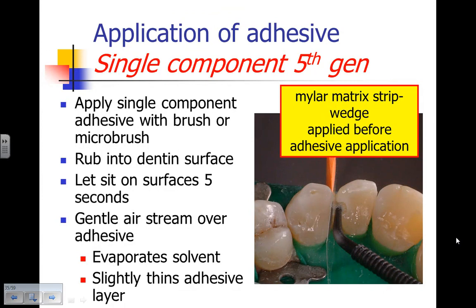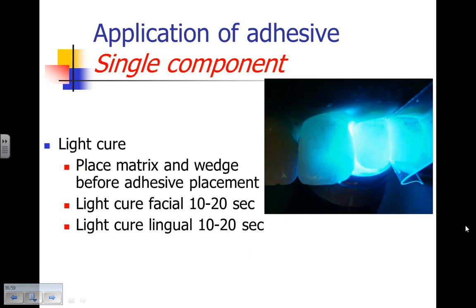For this case, we applied a single component adhesive with a brush or a micro brush. The brush or micro brush has to fit into the cavity preparation. We rub it into the dentin surface and we let it sit on that surface for 5 seconds. We then use a gentle air stream to evaporate the solvent and thin the adhesive layer, and then we light cure.